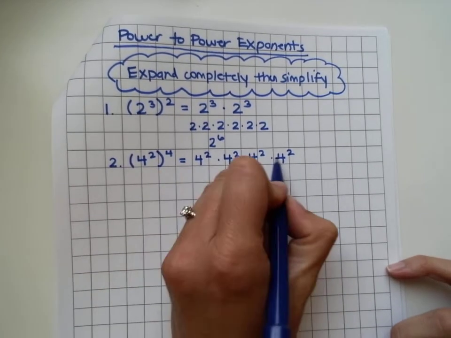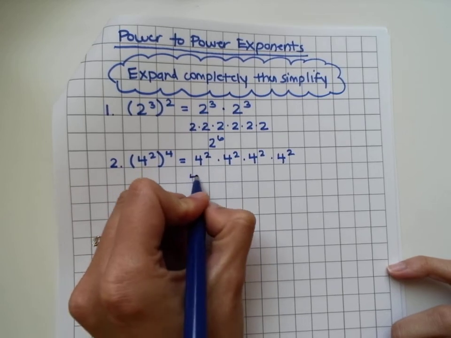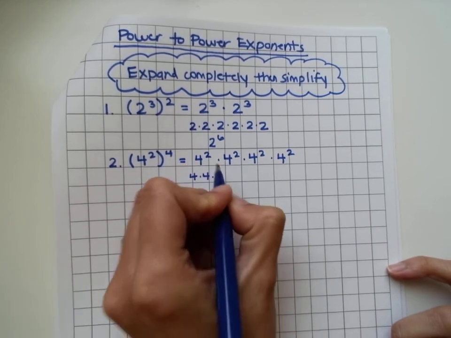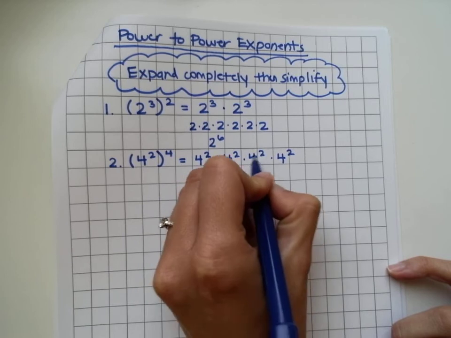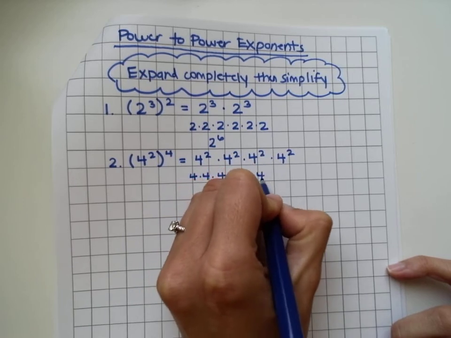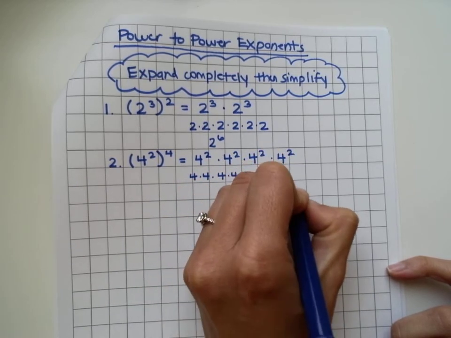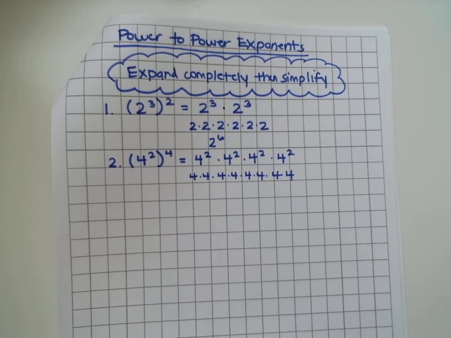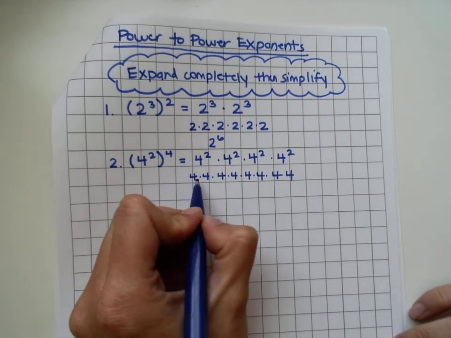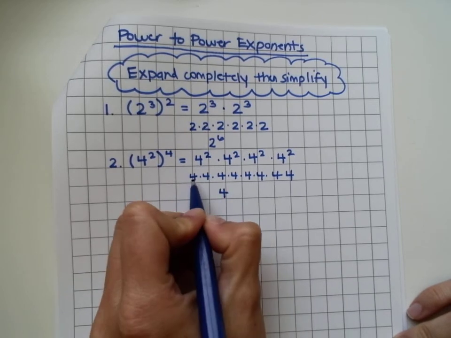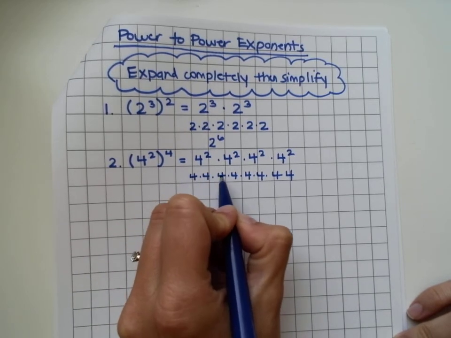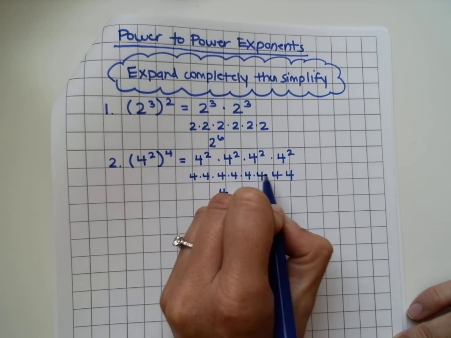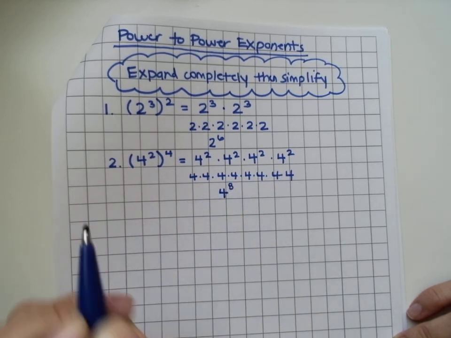Then we need to expand again. And so 4 squared, that's 4 multiplied 2 times, times 4 multiplied 2 times, times 4 multiplied 2 times, times 4 multiplied 2 times. And so we simplify, and that is 4 multiplied 1, 2, 3, 4, 5, 6, 7, 8 times.